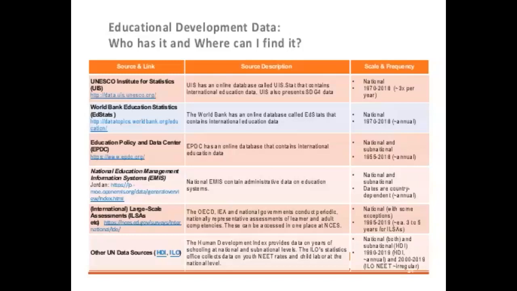And then we have the ILSAs, which are international large-scale assessments. And this data can be found on NCES's site, which compiles data from learning assessments, from OECD, IEA, and national governments. This is updated less frequently, only every 3 to 5 years. And then finally, we have HGI and ILO, which are other UN sources. And this is data on years of schooling, both at the national and subnational levels.